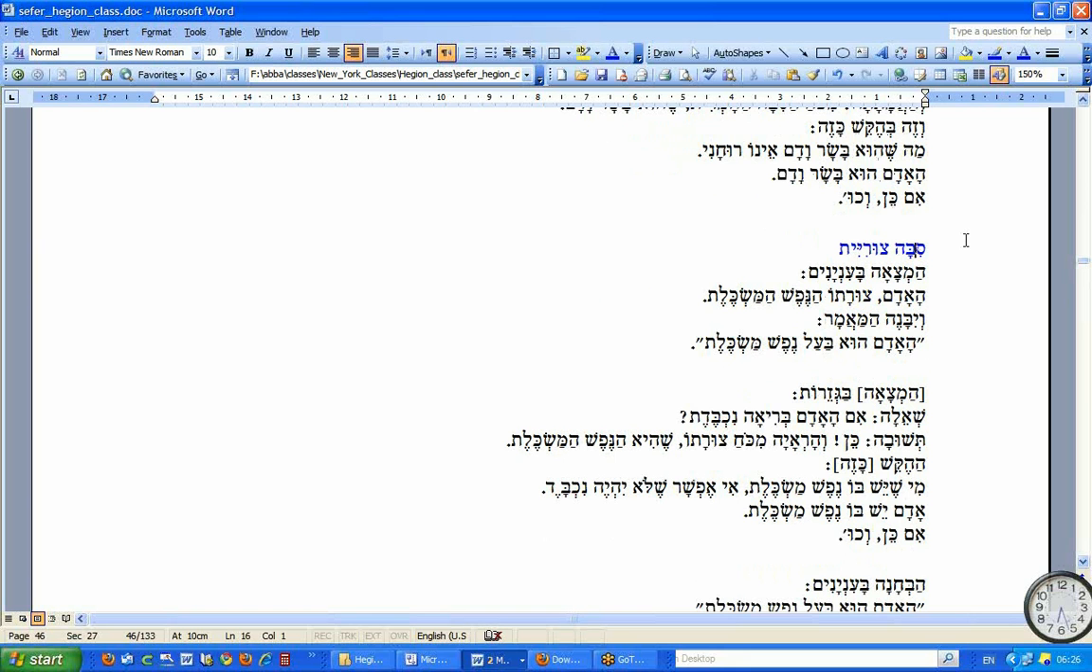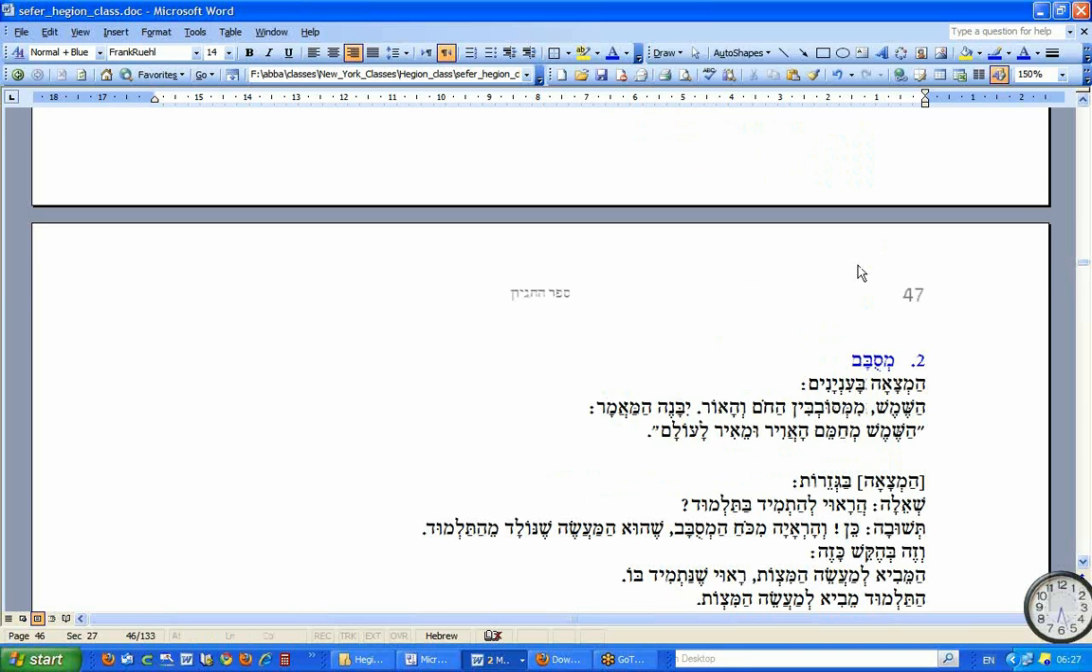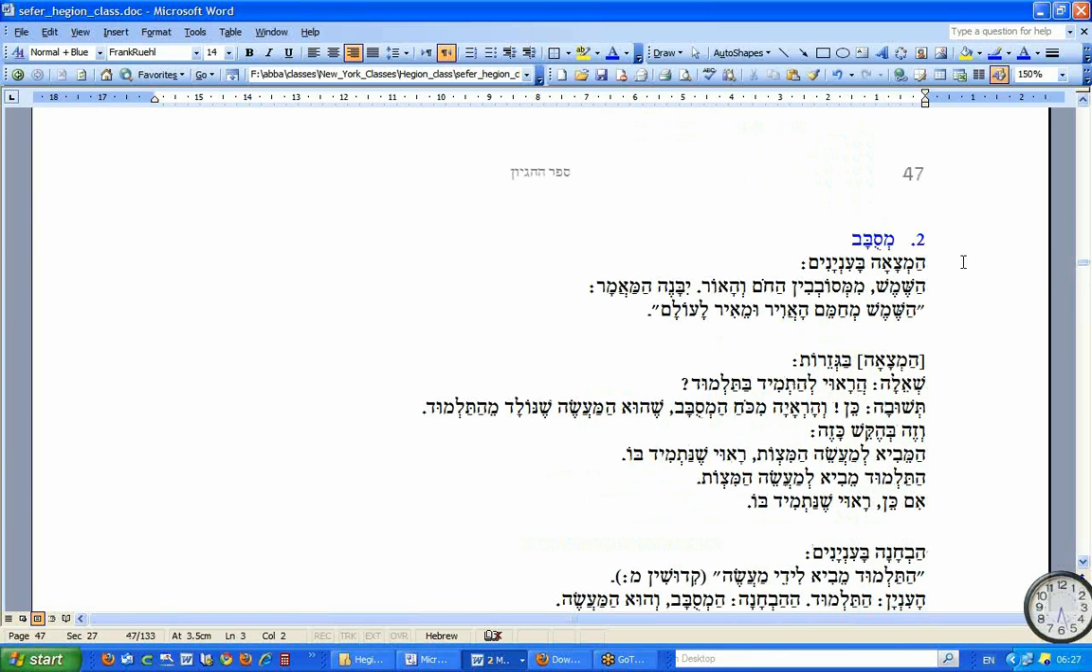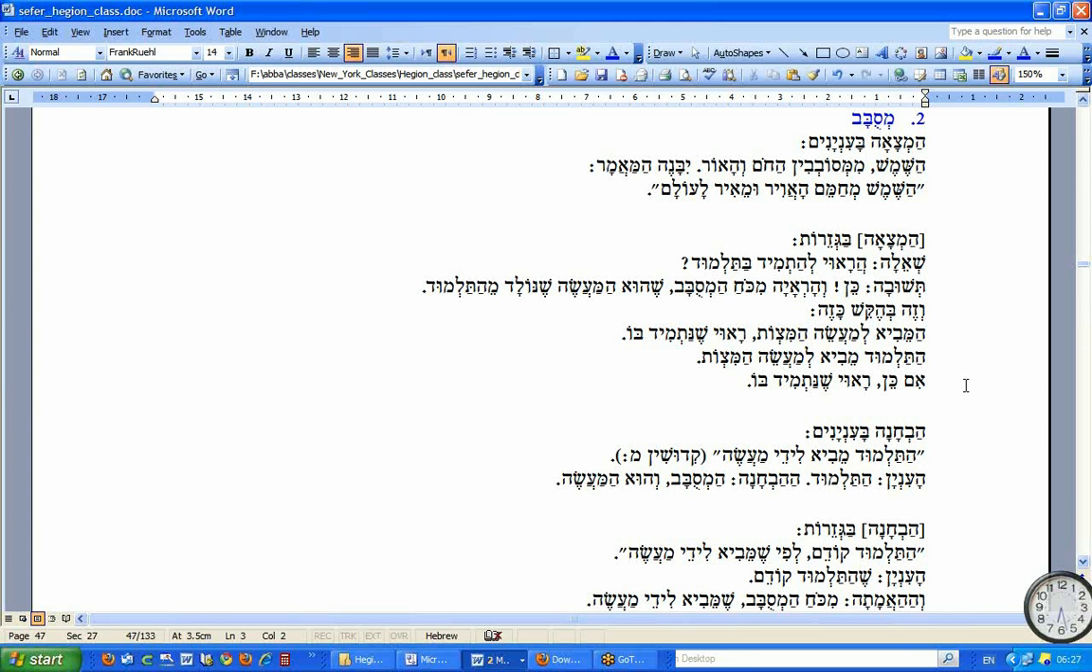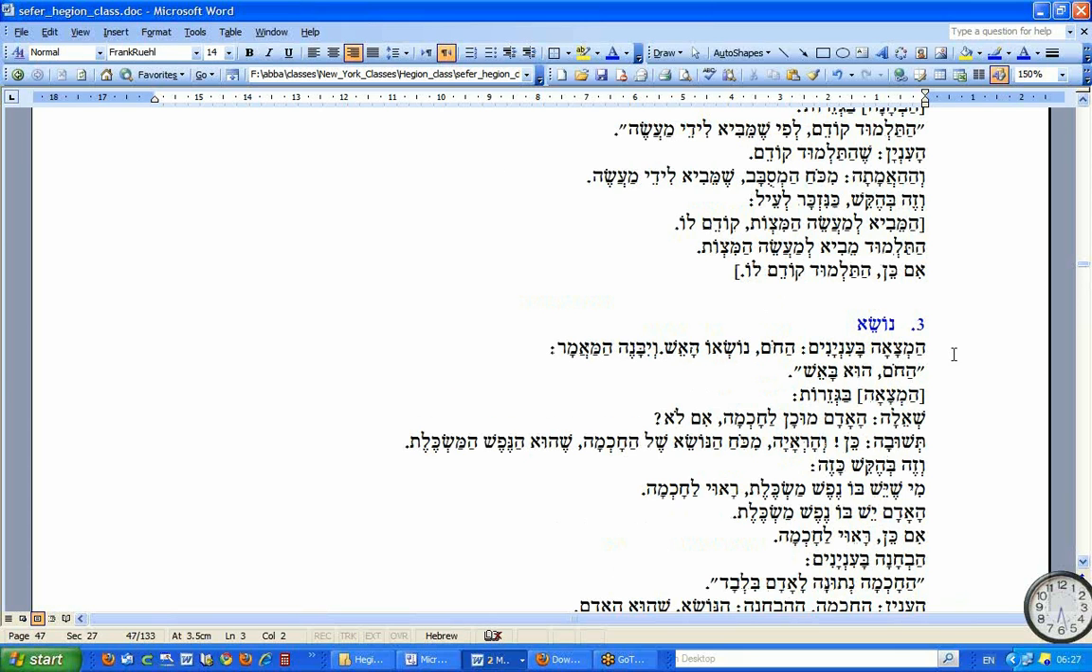Let's look at his Siba Tsurius, the form. Adam tsuroso nefesh hamaskeles. He says the tsura of man, which again is the intellectual essence of man, is that he has an intellectual soul. Let's see what else he has over here. The Mesubav. Hashemesh mimesubavim hachom v'haor. The result of the sun is heat and light. So those are results from the sun. So I think that's the end of this discussion.